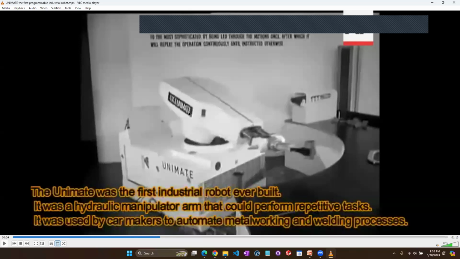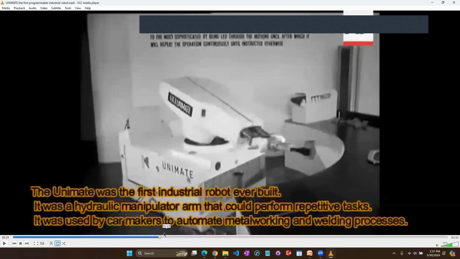So what they used it for, one application was to remove die castings out of a die cast press, and it was a very hot environment. So that was one of the first things it automated, removing die castings and placing the die prior to casting, and some metal welding processes which gave off toxic fumes. In order to protect the workers, they used robots to do it.